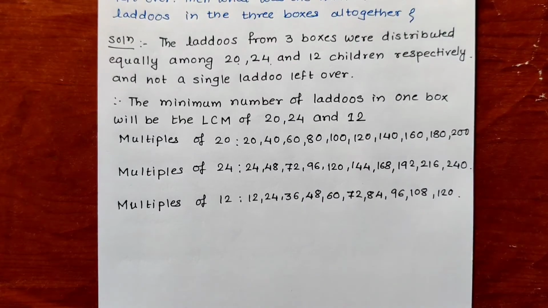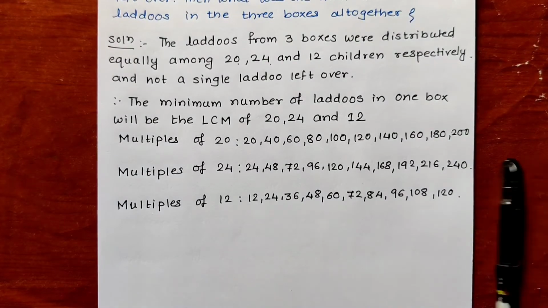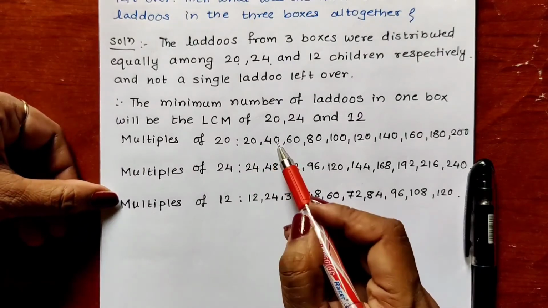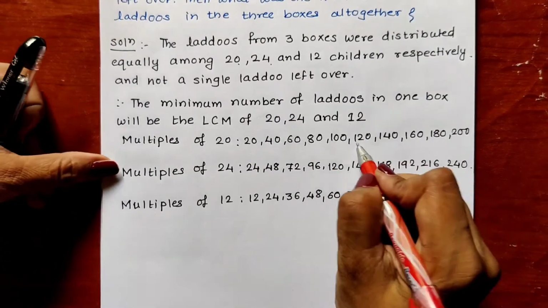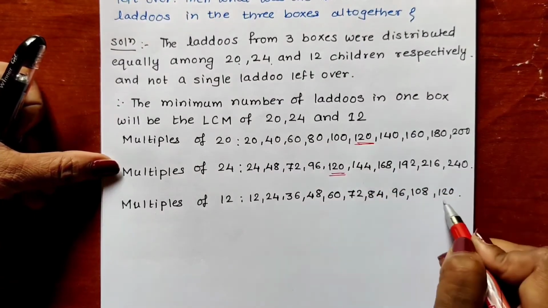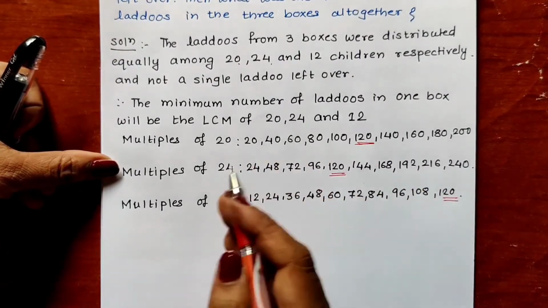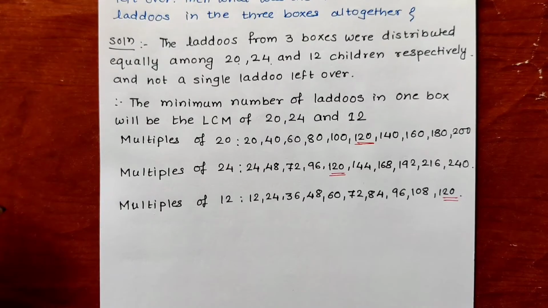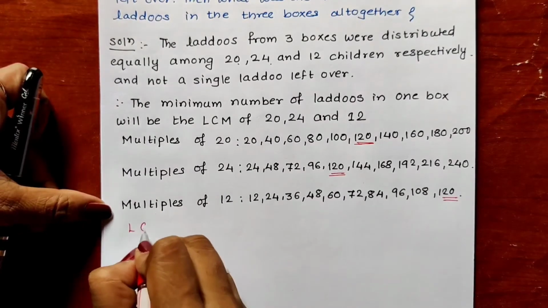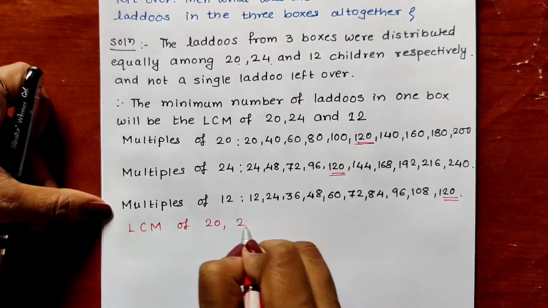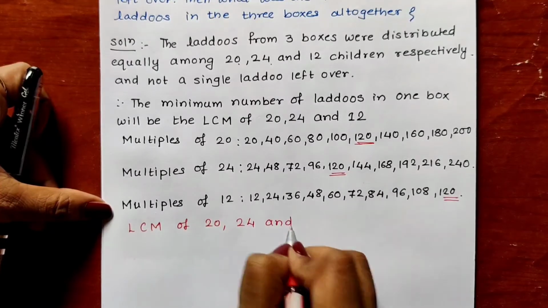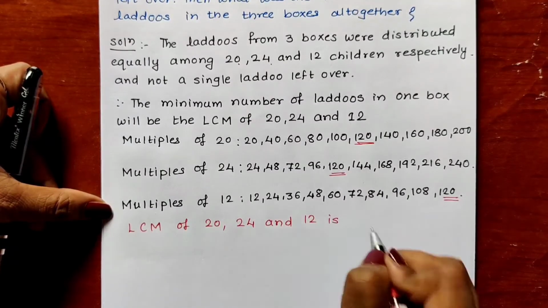So now let us check the list of common multiples. Which is the common one? Can you see any common one, which is the smallest one? I can see the smallest one is 120. Can you see? Before 120 no common multiple is there. So LCM of 20, 24 and 12 is 120.